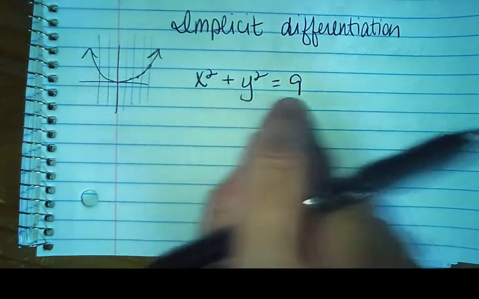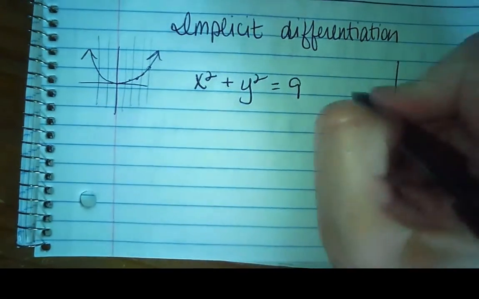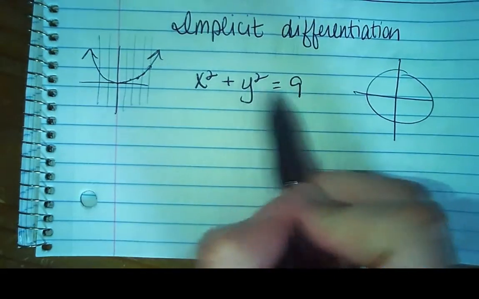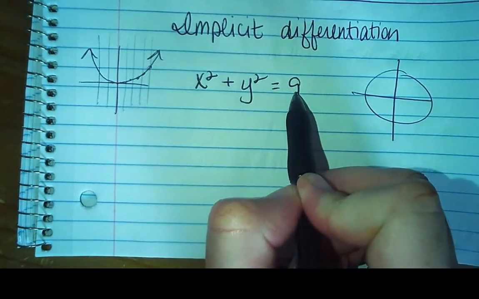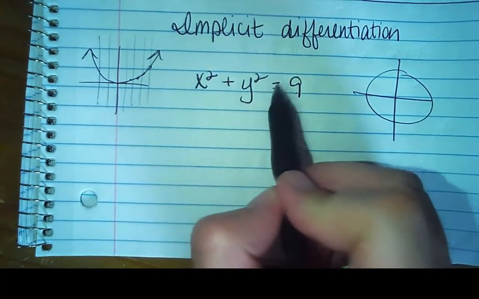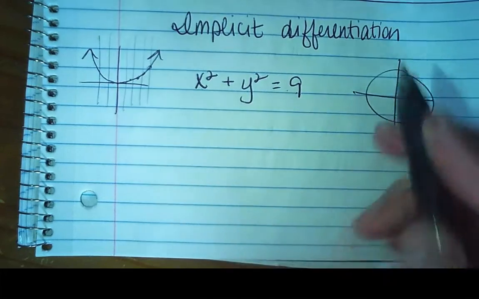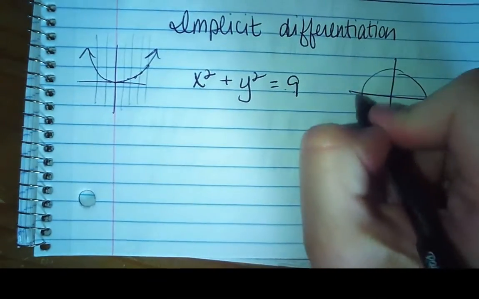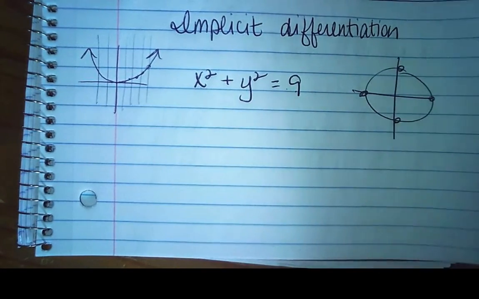The issue, and this is the graph of a circle, okay? So I've got a circle and its radius is 3. X squared plus y squared equals radius squared. So this is 3, this is negative 3, this is 3, this is negative 3.